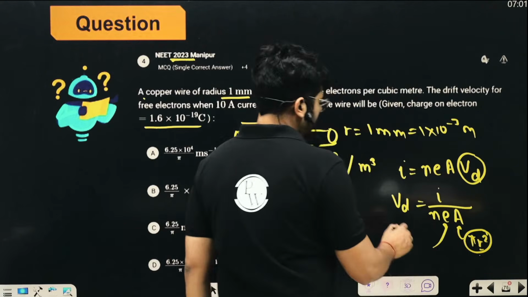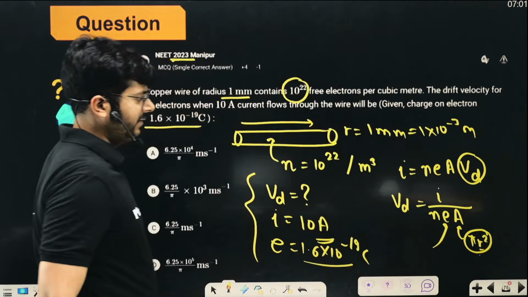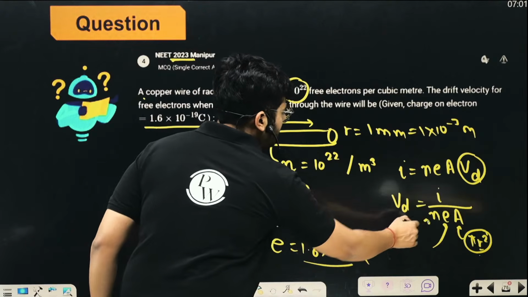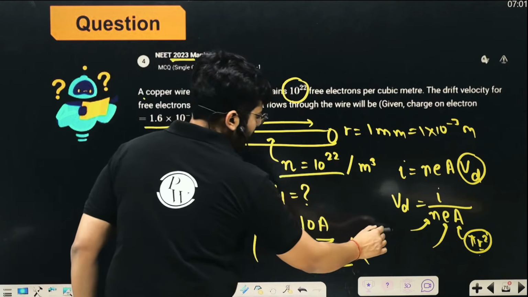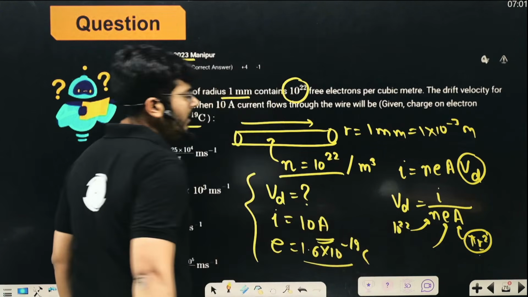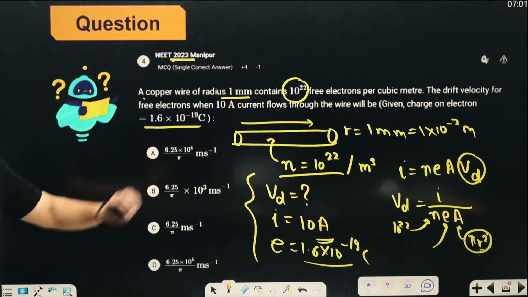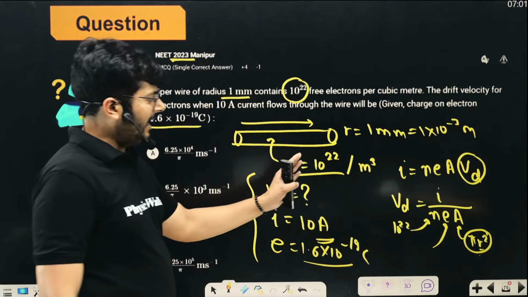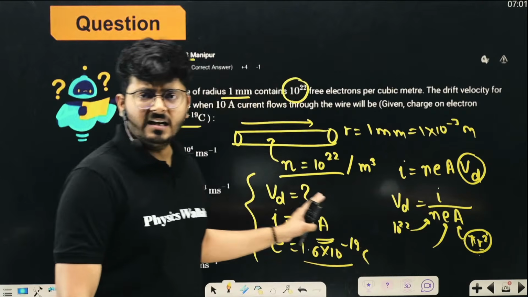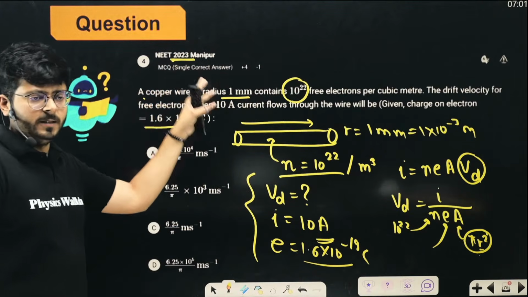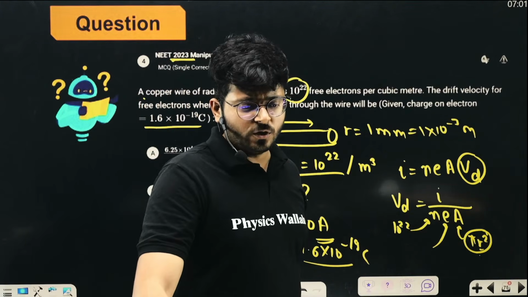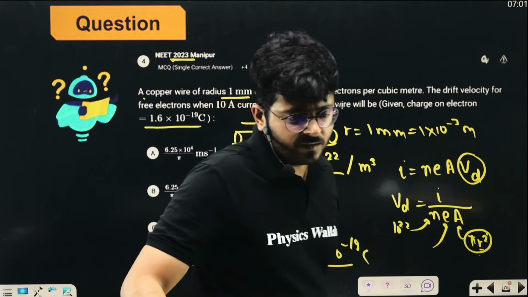e is something that is given, 1.6 into 10 to the power negative 19, and the number of free electrons is also given, 10 to the power 22, right? So all these values are given to you. The drift velocity you have to figure out. Again, a direct formula based question was asked in the NEET 2023.